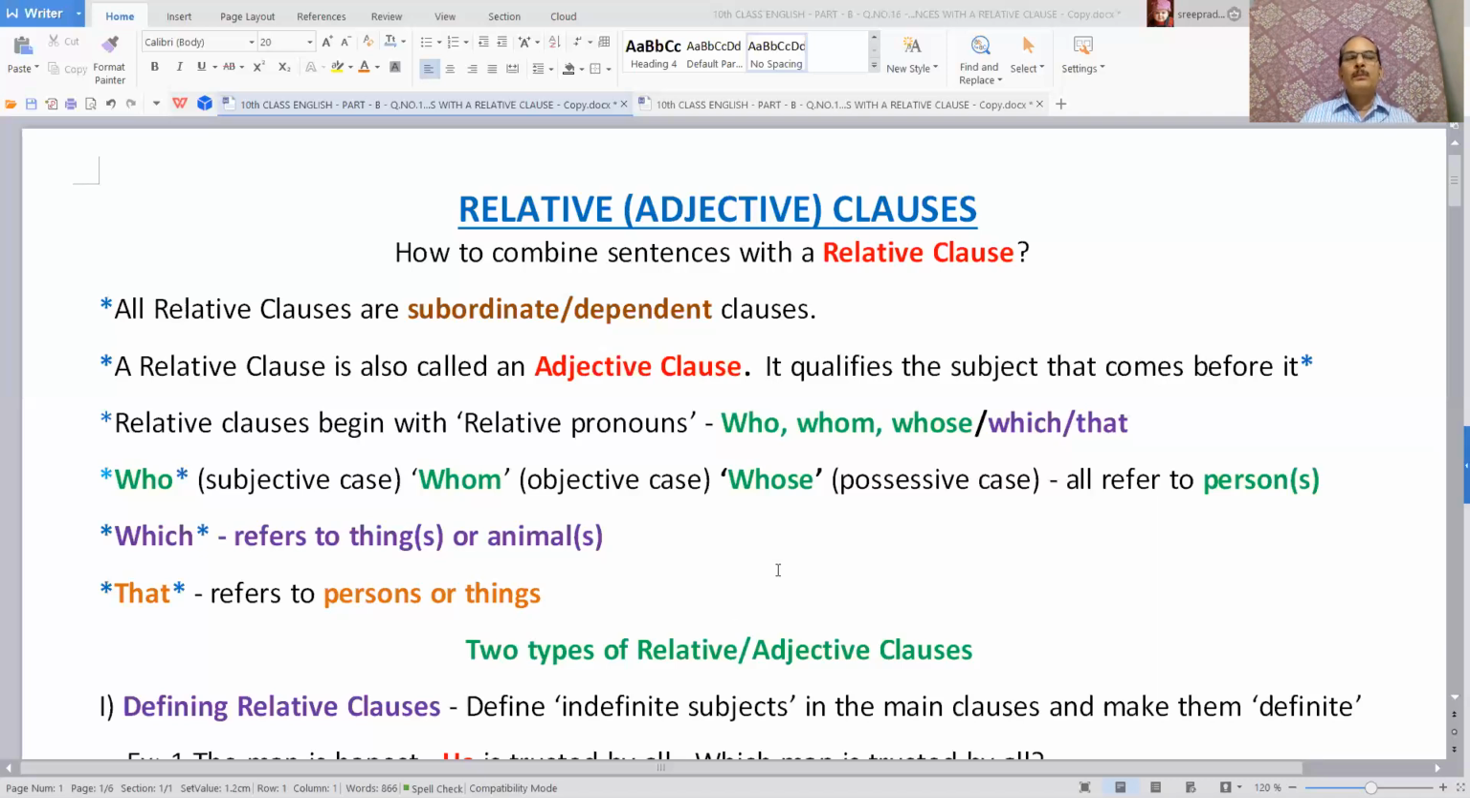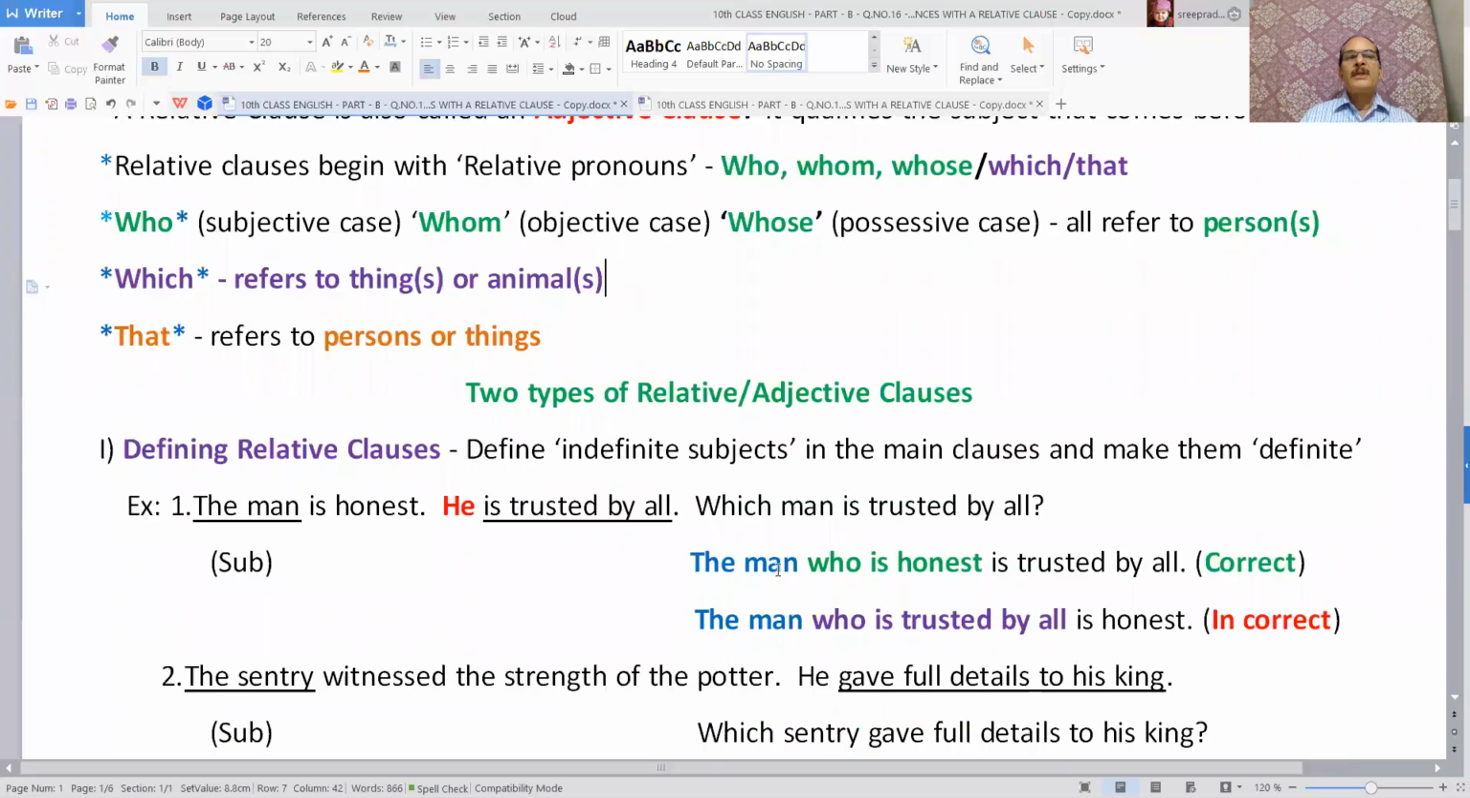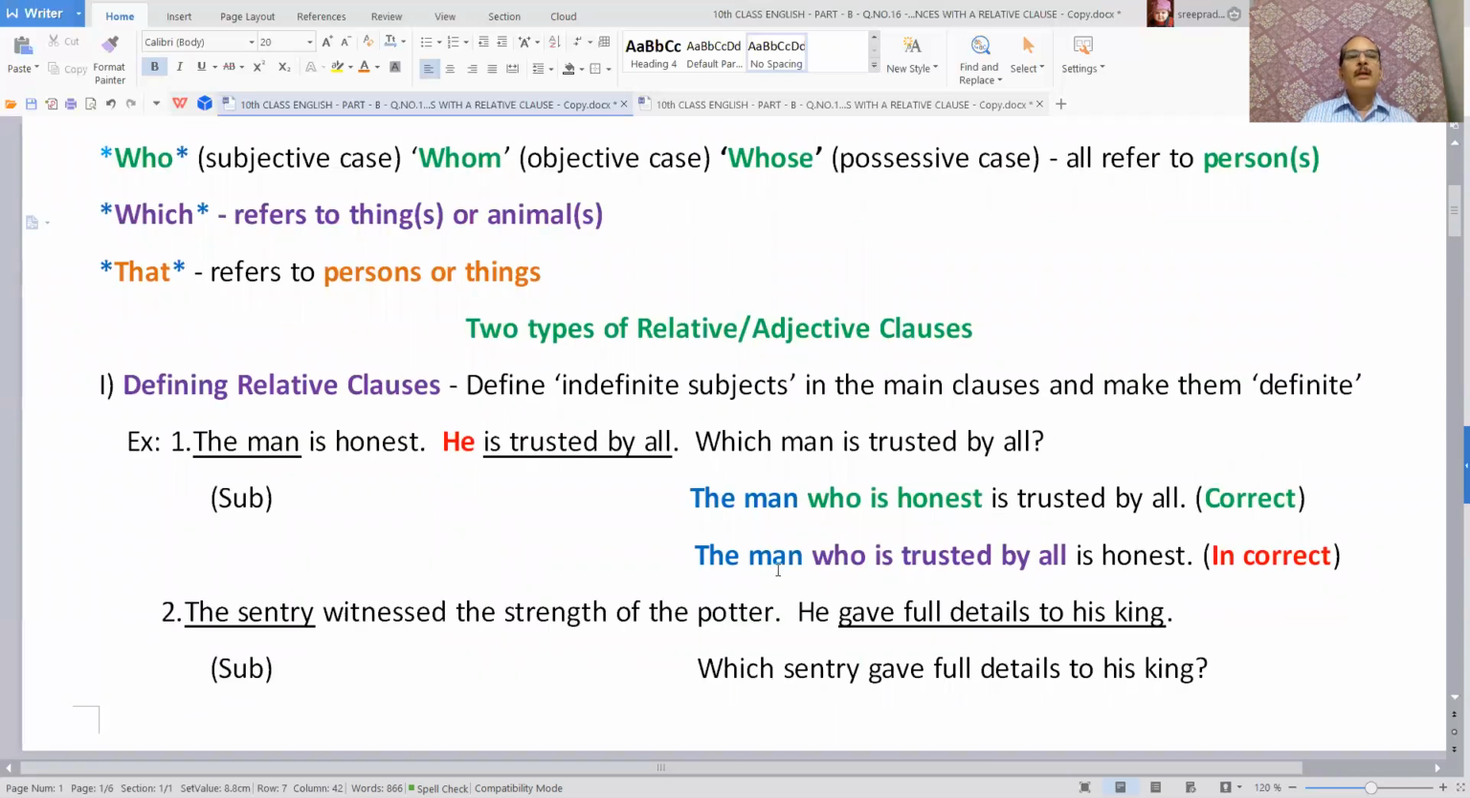Now let us go to the other thing, that is, different types of relative clauses or adjective clauses. There are two types of relative clauses. What are they? First one, defining relative clauses. Why are these clauses called defining relative clauses? Because they make their indefinite subjects definite.